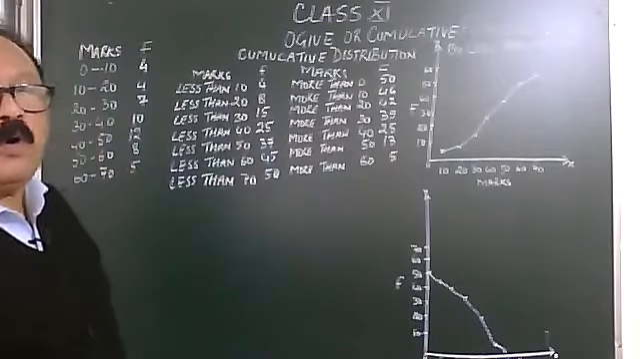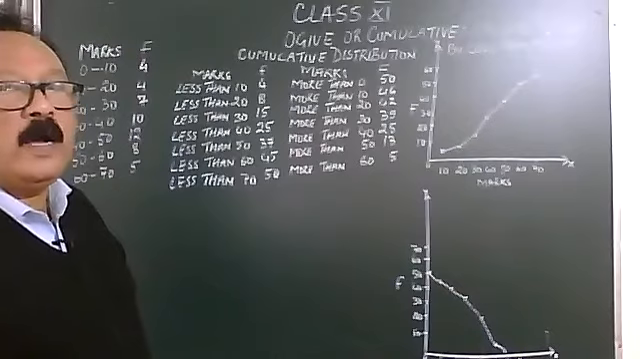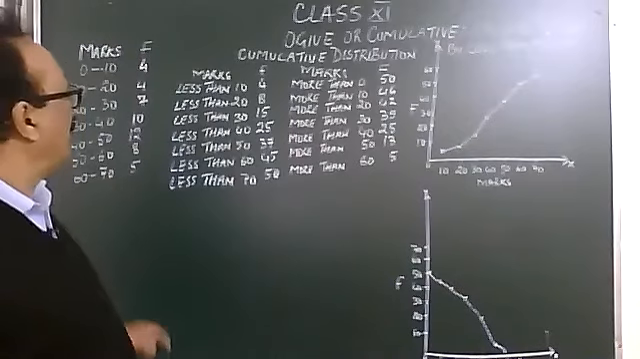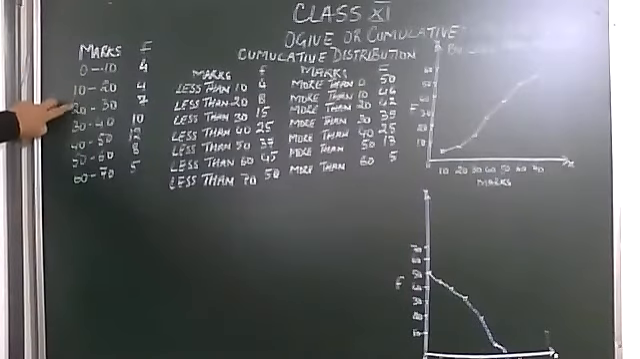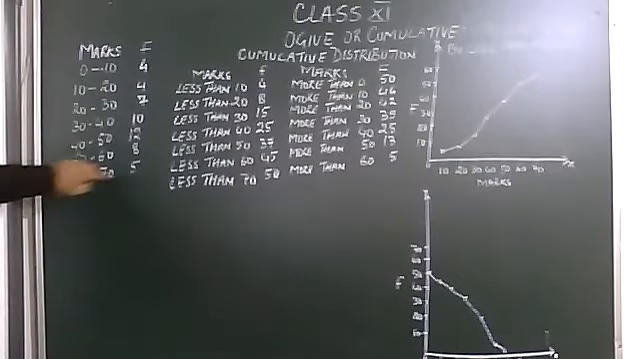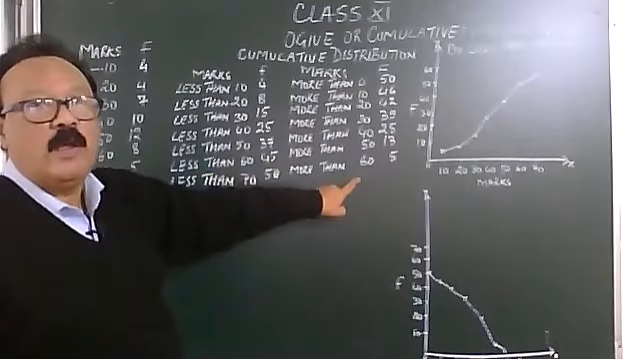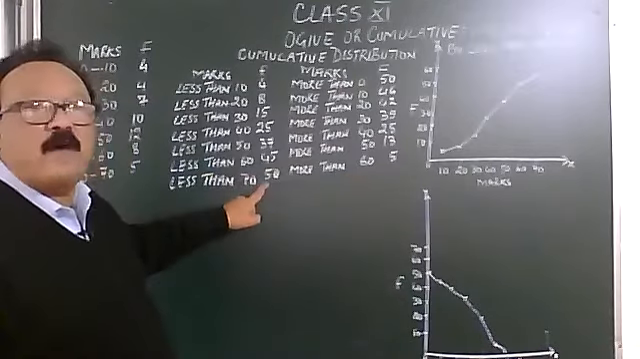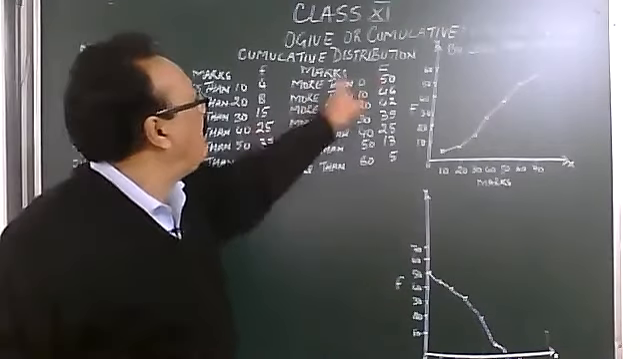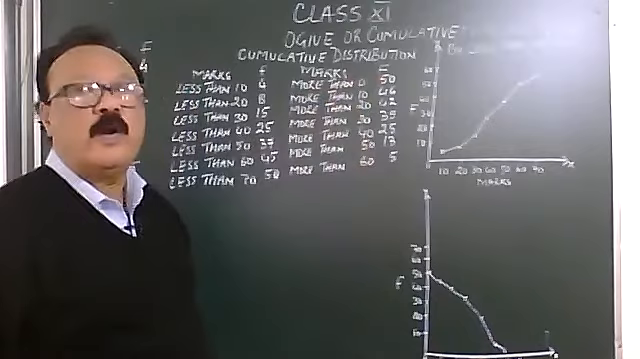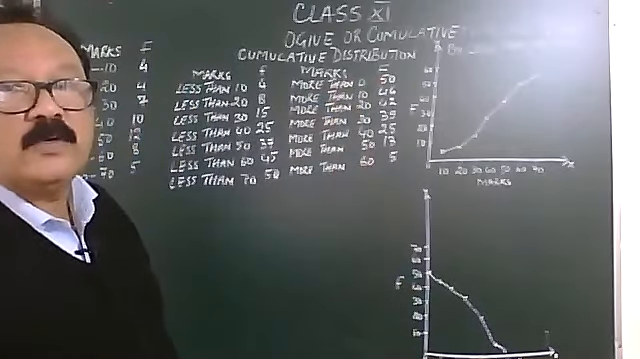Okay? In the more than method, we will use the lower class limit. More than, if you see here, more than 0, more than 10, 20, 30, 40, 50, and 60. What happens to the frequency? What was the maximum we had found out? 50. So the first value 50 will be for more than 0. In other words, everything is more than 0.